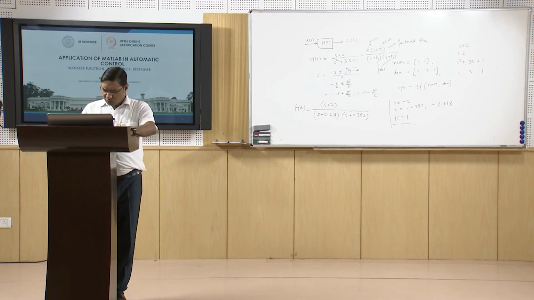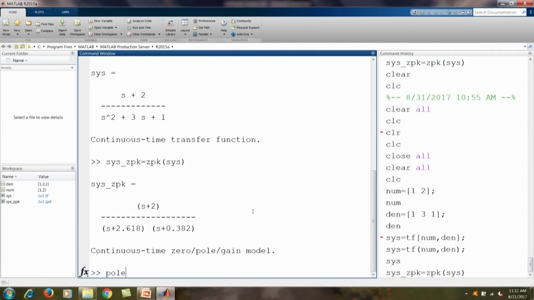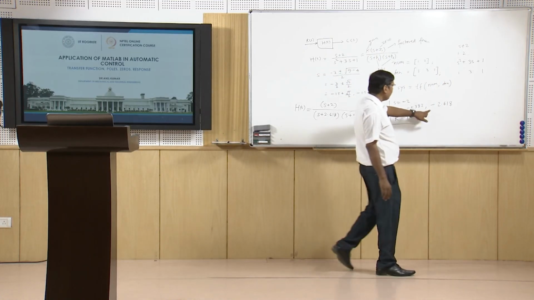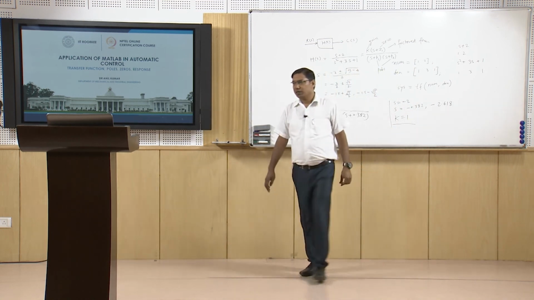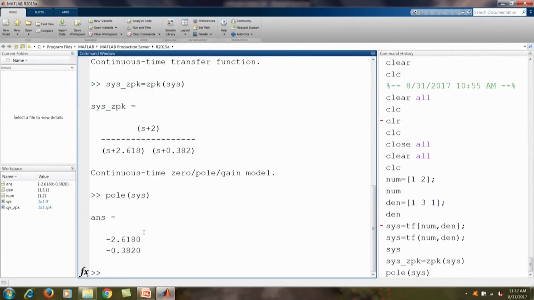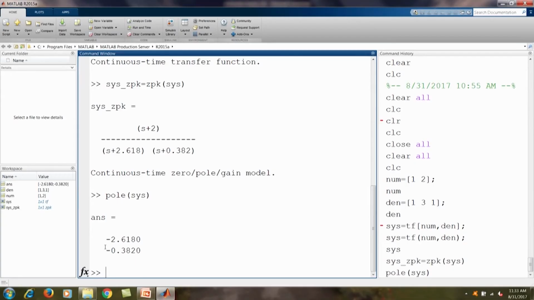So by seeing the factored form, we can know this information. Now here we can also know about the poles. So if we write pole sys, you can see that by giving this command pole, we can get the poles. So sys is the transfer function, and if we give the pole command, we can directly get the poles, that is minus 2.618 and minus 0.382. So we can get the poles either by going to the factored form, or by giving this command pole sys.